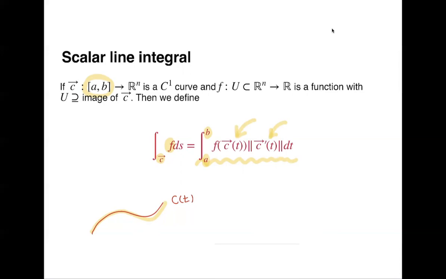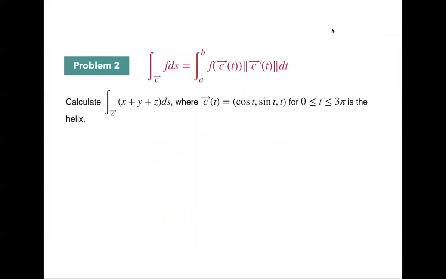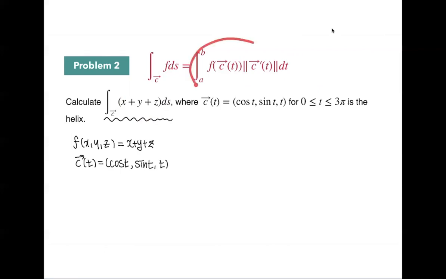So let's apply this method here. We want to calculate this integration, and let's say that f of x, y, z is given by x plus y plus z. This is the integrand of our given integration, and our C of t is given by cosine t, sine t, t. We want to use this method, so let's calculate the integrand first.